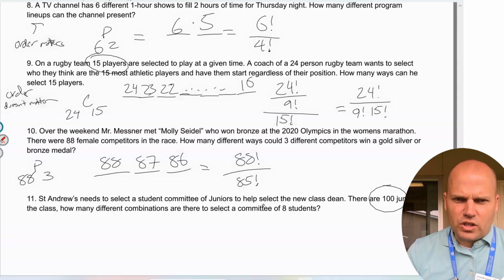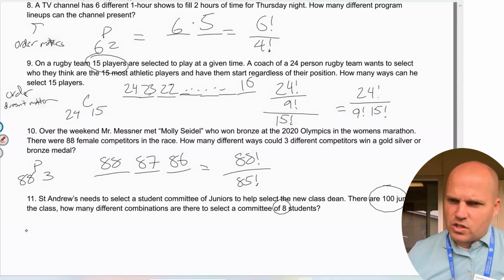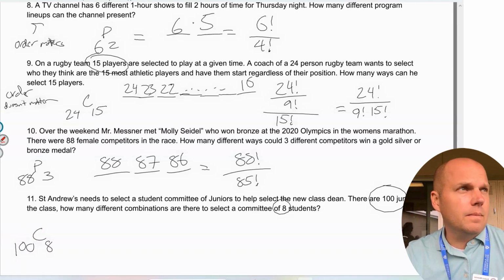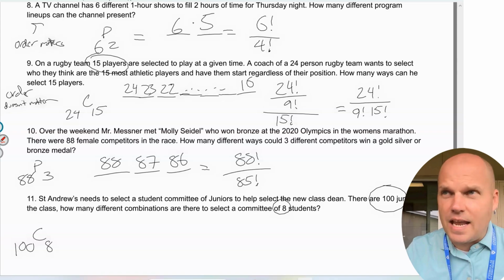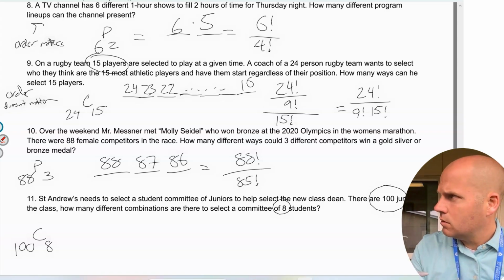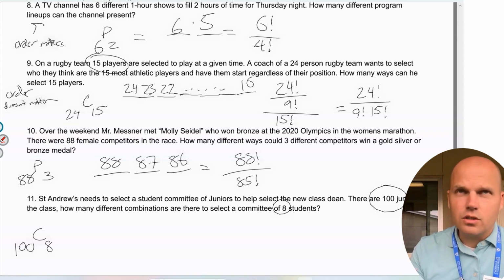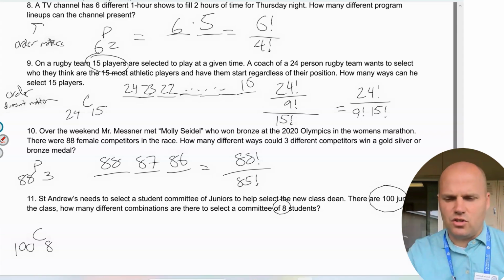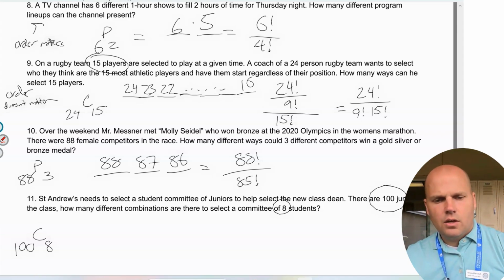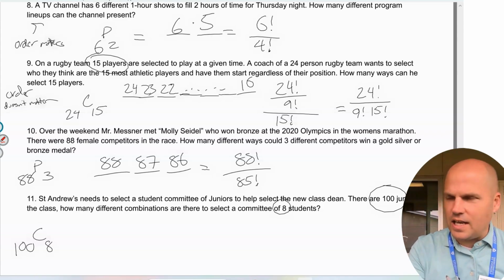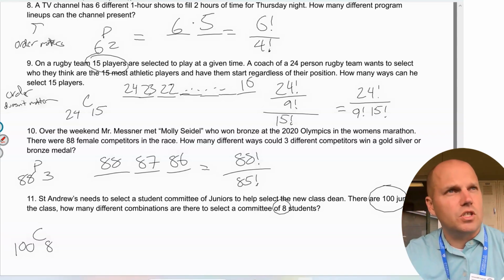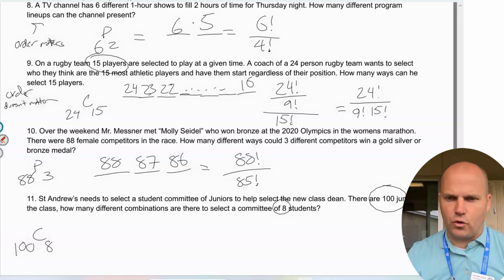100 juniors, we're selecting a committee of 8 students. So we want to just choose a group of 8 students. We don't want students A, B, C, D, E, F, G, H counted separately from H, G, B, A. If you select the 8 students, all the different ways of selecting those 8 students need to be removed. So we just choose them once as one group.